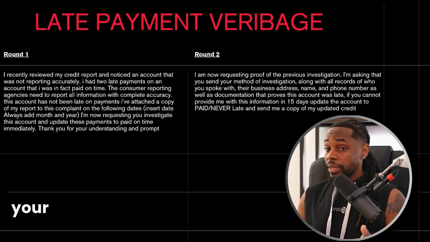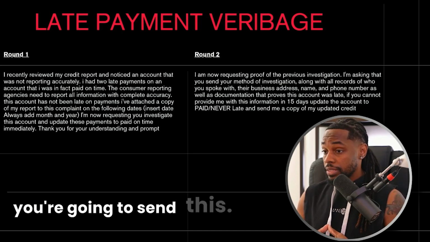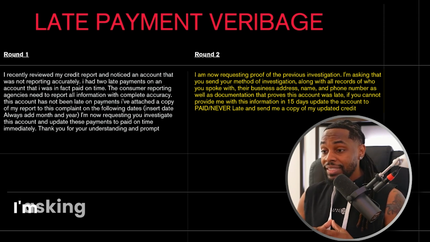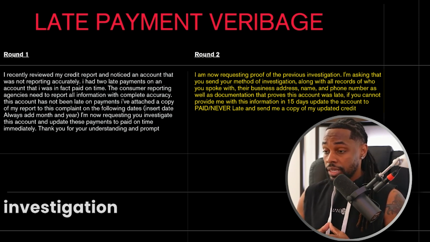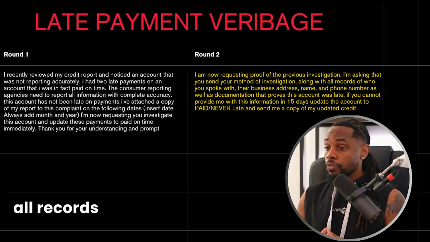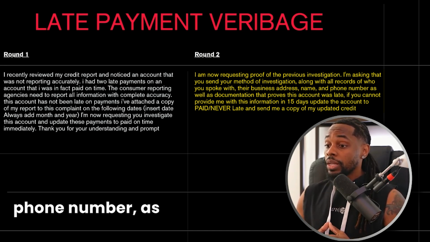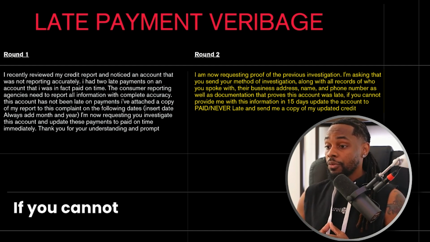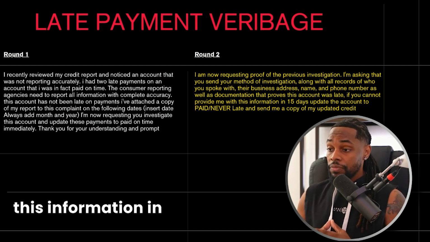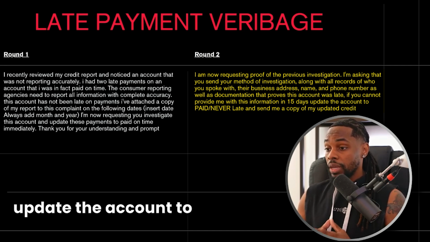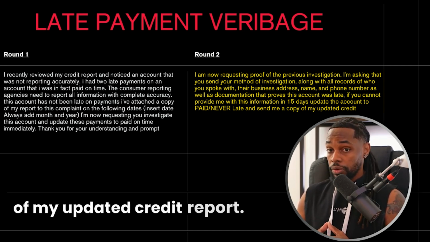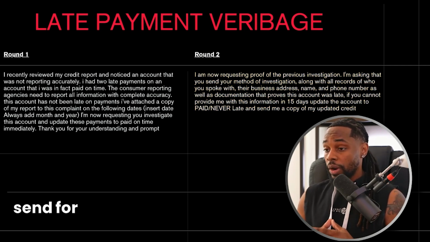Well, now that they say that your late payment is verified, you're going to send this. I am now requesting proof of the previous investigation. I'm asking that you send me your method of investigation along with all records of who you spoke with, their business address, their name, their phone number, as well as documentation that proves this account was late. If you cannot provide me with this information in 15 days, update the account to paid never late and send me a copy of my updated credit report. All right? That's what you would send for round 2.